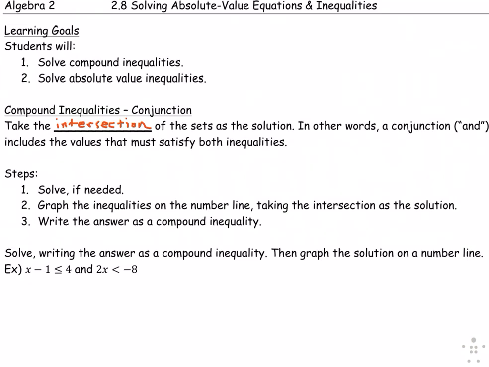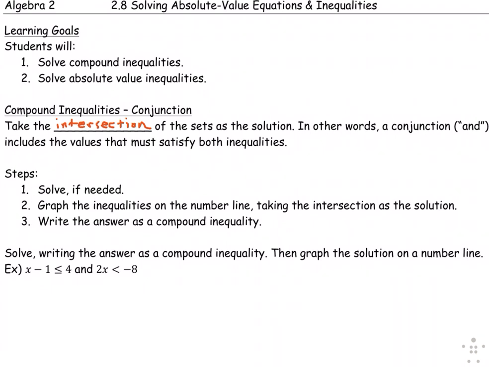In this lesson, we will learn about compound inequalities and how that extends to absolute value inequalities. Compound inequalities break down into two categories, conjunction and disjunction. Looking at conjunction first, con meaning with, we want to take the intersection or overlap of the sets as the solution. So in other words, conjunction means and therefore you must include the values that satisfy both inequalities at the same time.